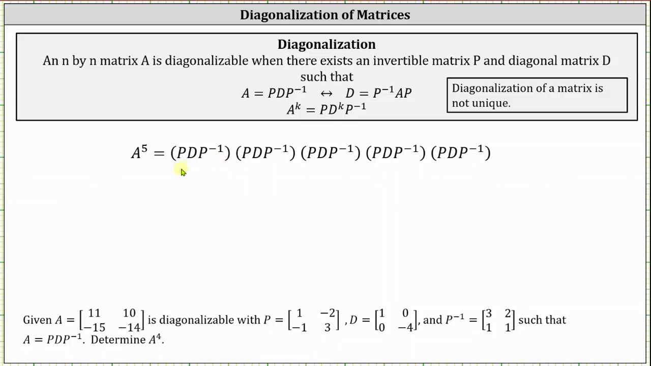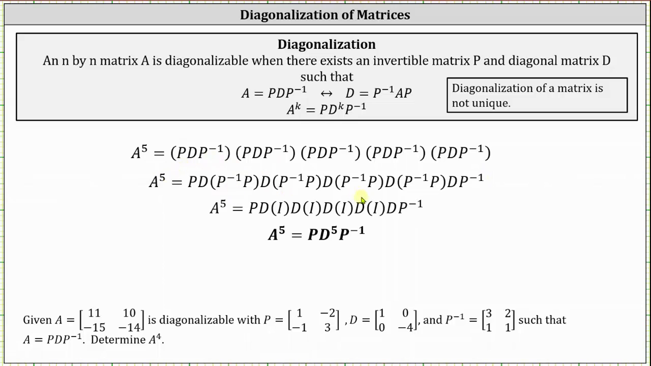And now if we regroup the products here, notice how we have 1, 2, 3, 4 products of the inverse of matrix P times matrix P, which would be equal to the identity matrix. And therefore simplifying, we have matrix A to the fifth power is equal to matrix P times the fifth power of matrix D times the inverse of matrix P. So while this doesn't prove the formula, hopefully you can now see where it comes from.